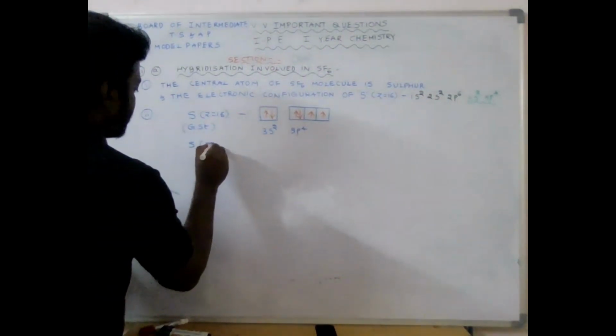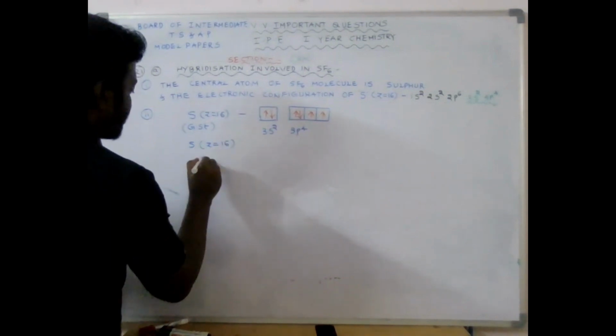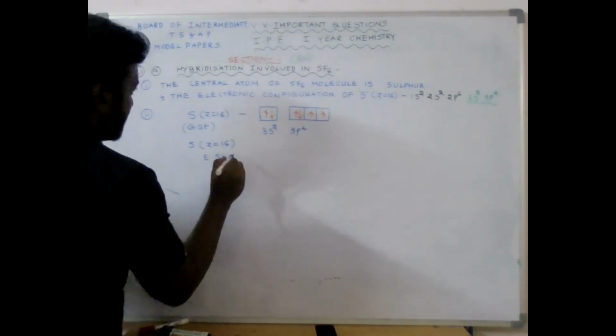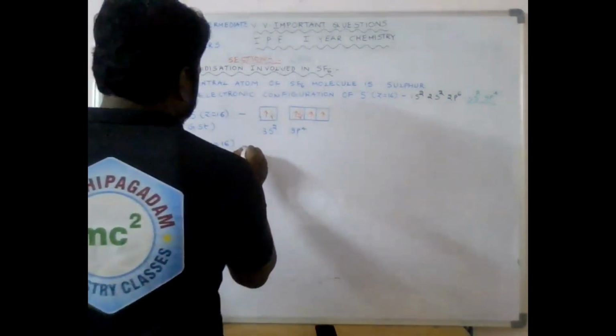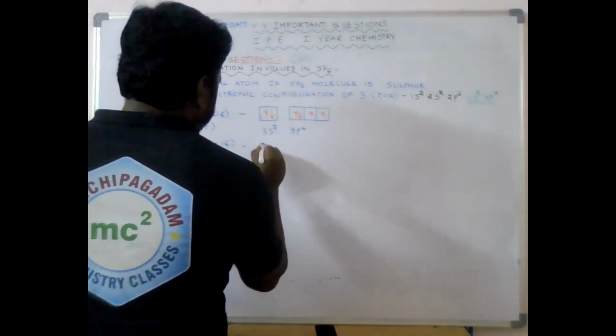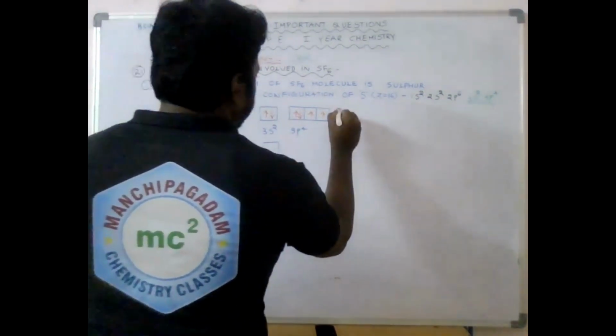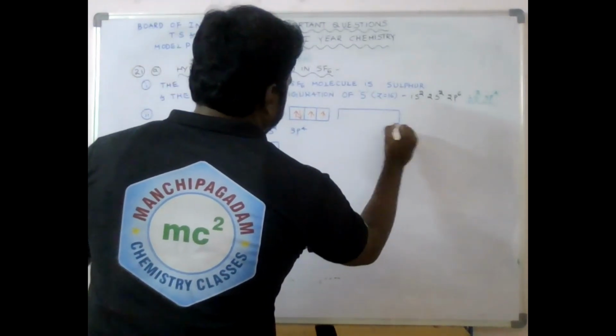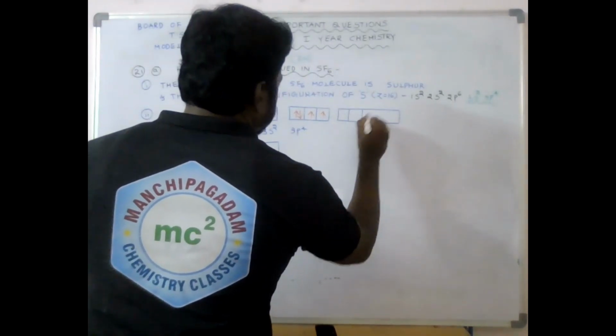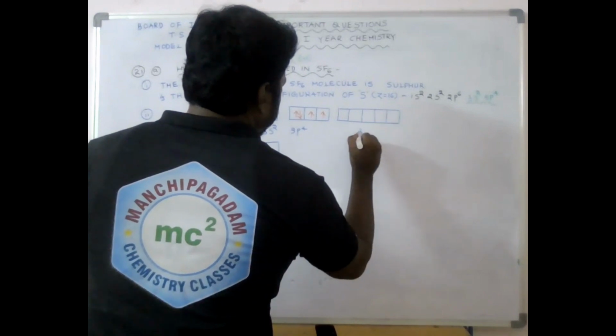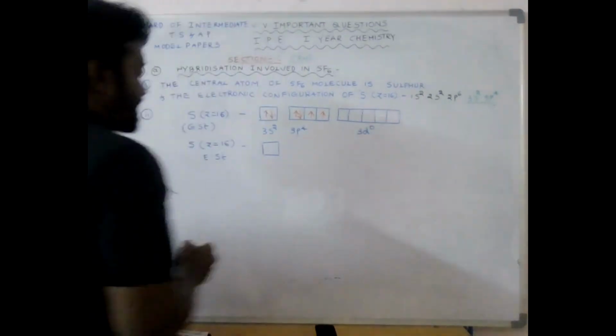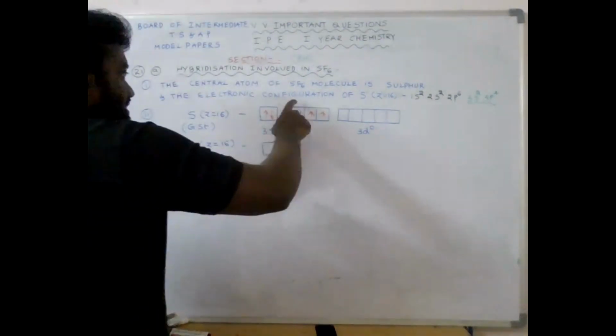Sulfur will go to an excited state when we give it some energy. If you take the first excited state, what will happen? Here we have to take the d orbital also, but d does not contain any electron, 3d0. When we give energy, this electron will jump here.